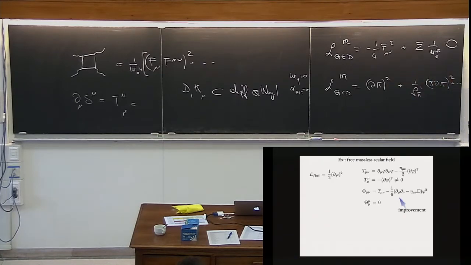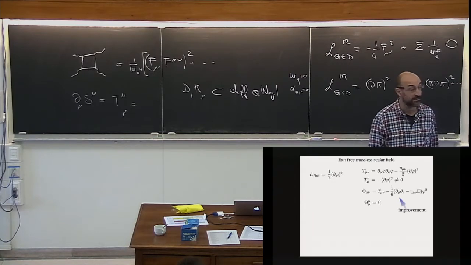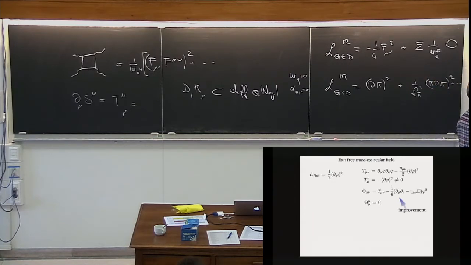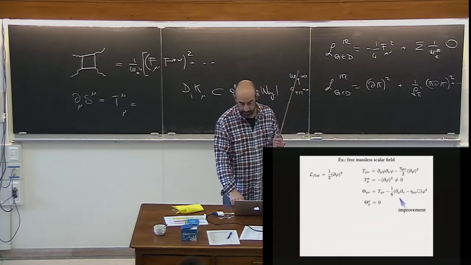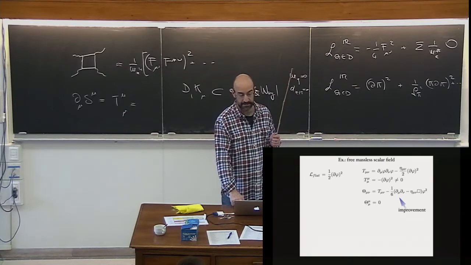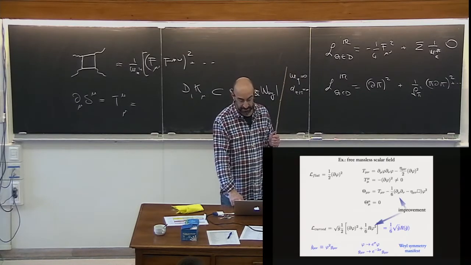The term you add here is automatically conserved. You can check. This is a transverse projector, so when you act with the derivative mu on it, you get 0. So this is automatically conserved regardless of the equations of motion, and you can check that the newly defined energy momentum tensor is traceless. So this proves that this theory is scale invariant and conformal invariant.